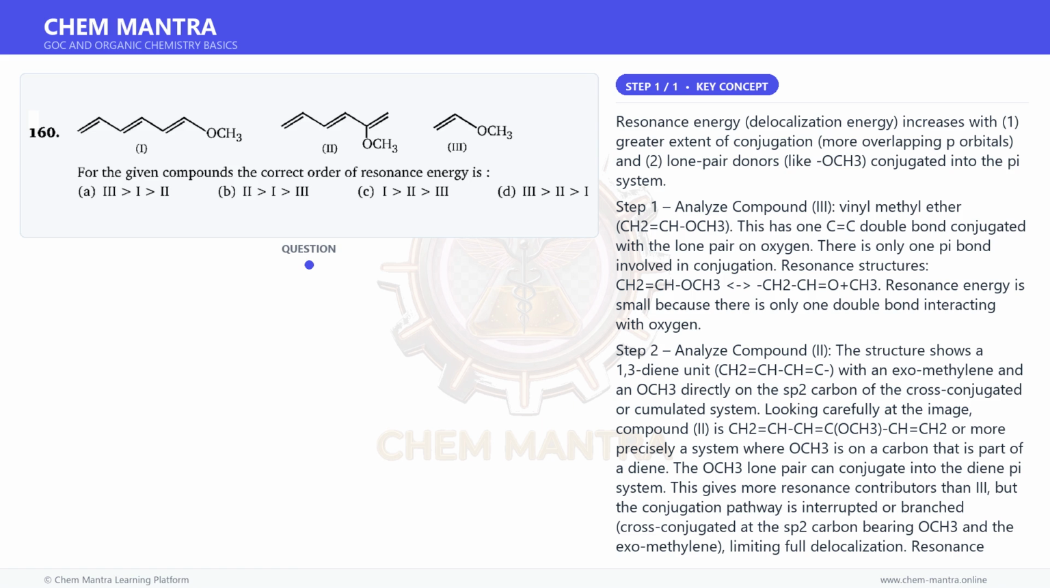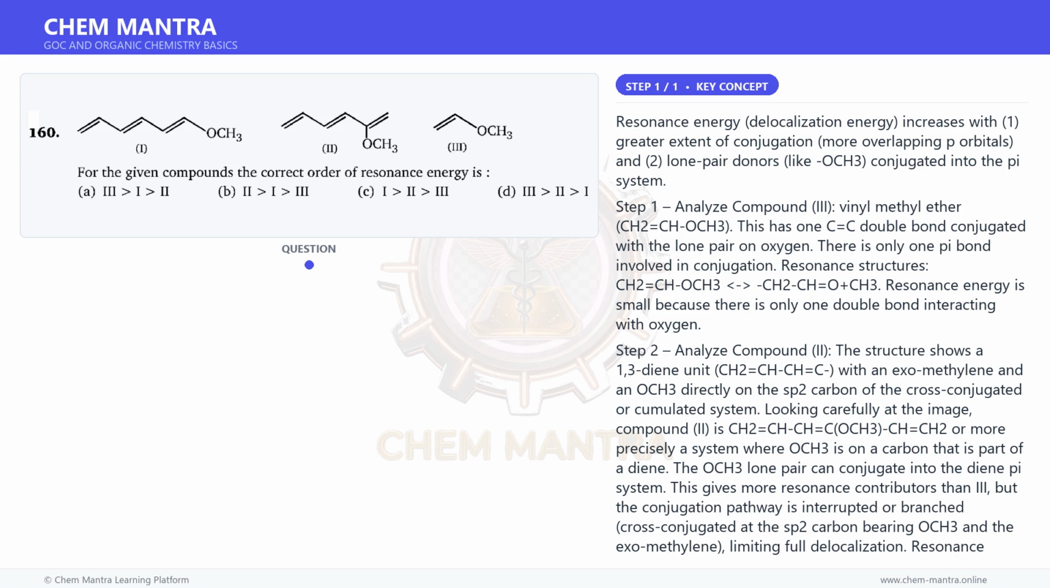Step 4. Ordering. 1 has 3 conjugated double bonds plus the O lone pair, highest resonance energy. 2 has 2 double bonds plus the O lone pair but cross-branched conjugation, intermediate. 3 has 1 double bond plus the O lone pair, lowest resonance energy. Order: 1 > 2 > 3. Why other options fail?